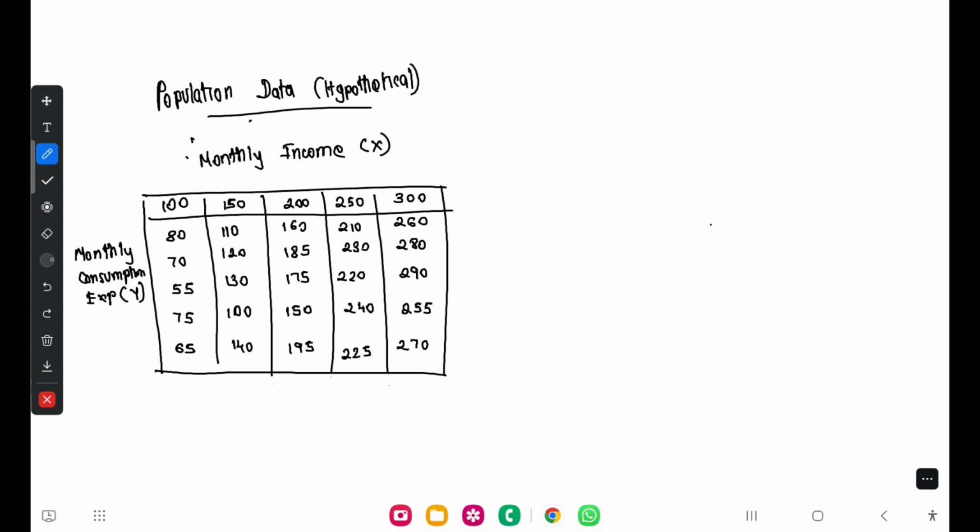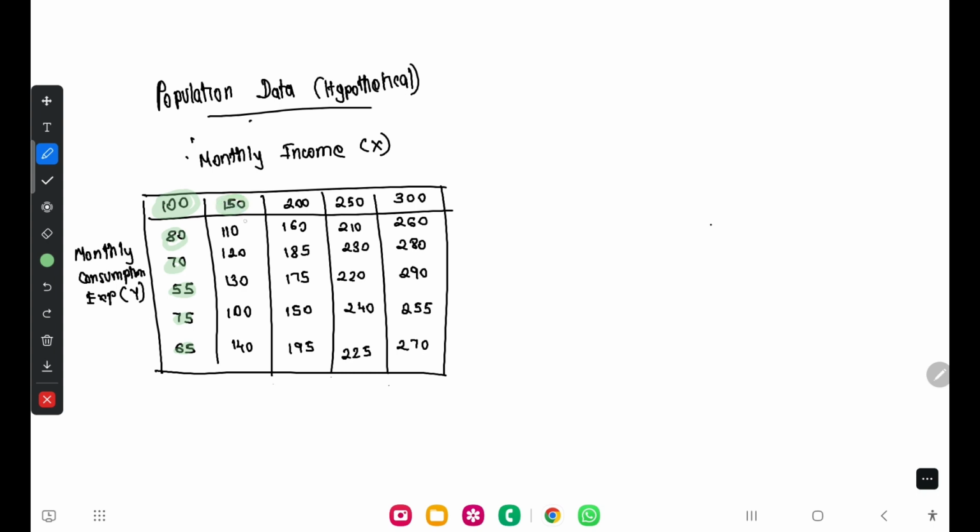Let me take this one, 100. There are 5 houses with an income level of 100. Even though their income is the same, do you see that their consumption expenditure is also the same? No, it's different. One is having 80, another 70, 55, 75, 65, likewise.